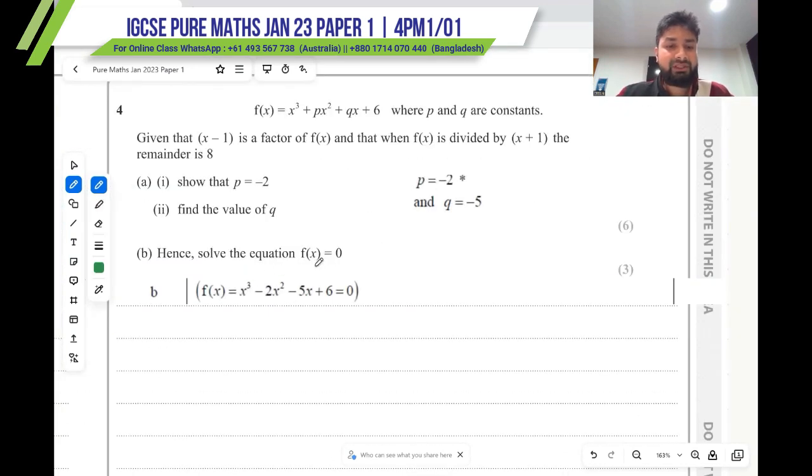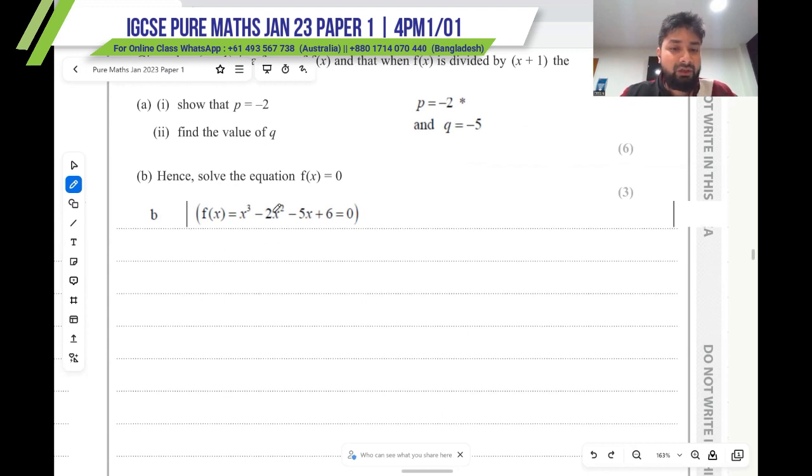Let's see what's the next question. It says solve the equation f(x) equals 0. When the question says solve, we have to actually find the value of x. And when it says factorize or simplify, we do not need to find the value of x. So over here, as it's a cubic equation, we have to divide it with a factor to find a quadratic equation first. However, if it were a quadratic equation, we could have easily found the value using the middle term technique. As it's a cubic equation, we will now use a factor.